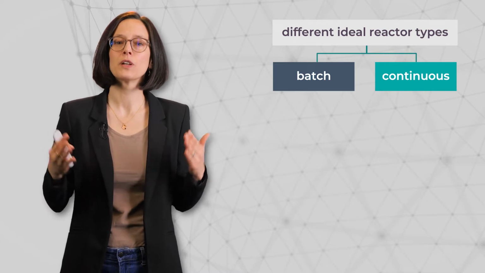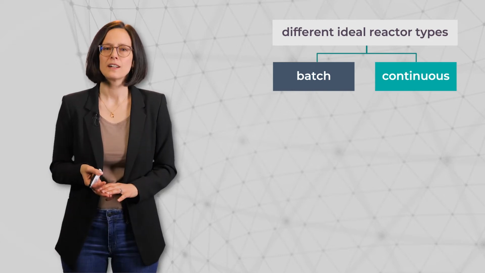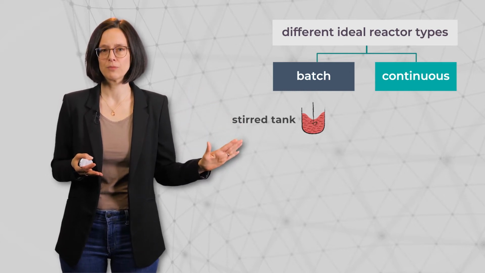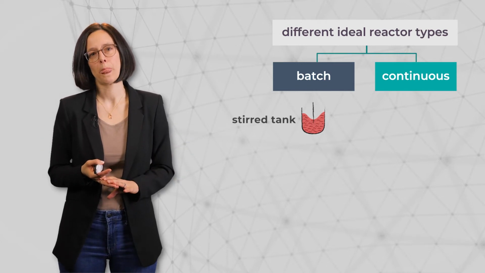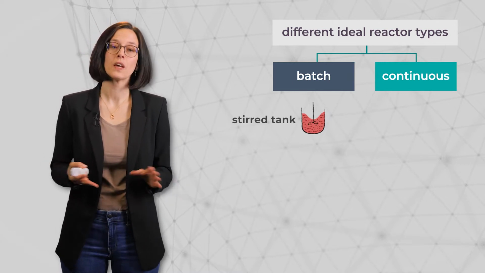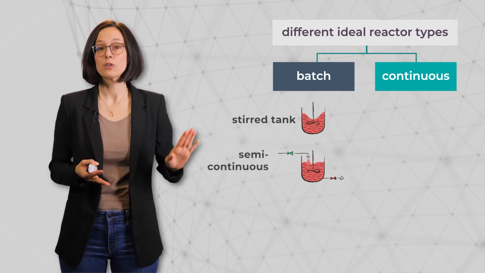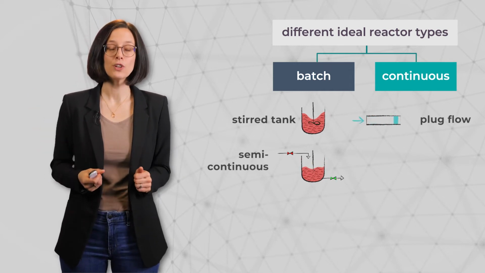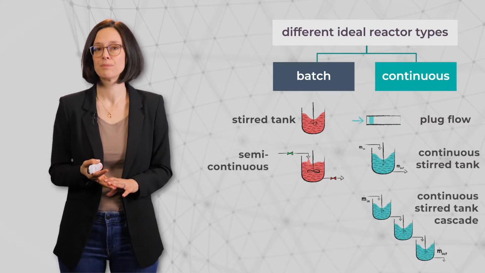First, let me provide you with an overview of the different types of reactors that we are going to discuss. Let's start with the batch processes. The most important batch process is the stir tank reactor. This type of reactor is typically depicted as a liquid-filled reactor. But the concept is also the same if it is a reactor for powder processing. The second type of batch reactor is the semi-continuous batch reactor. The continuous processes that we are going to discuss are firstly the plug flow reactor, then the continuous stir tank, and finally the continuous stir tank cascade.